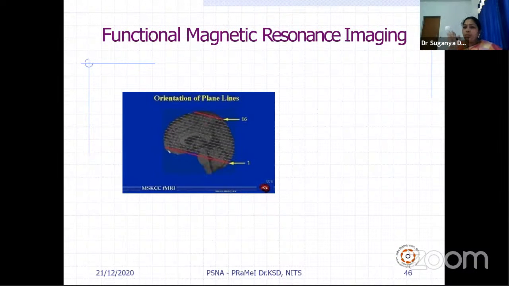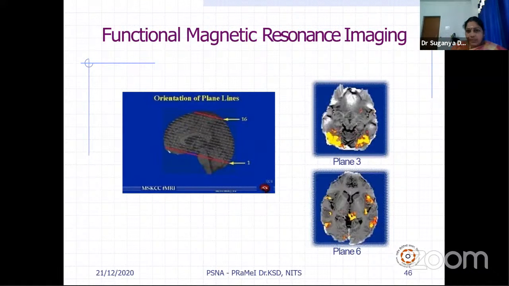In normal MRI you will not be identifying the function. You will be identifying only the structure and anatomy of the organ. Okay, so this is the functional magnetic resonance imaging. And here you will have fixed 1 to 16 slices, same as CT, but the principle is entirely different.